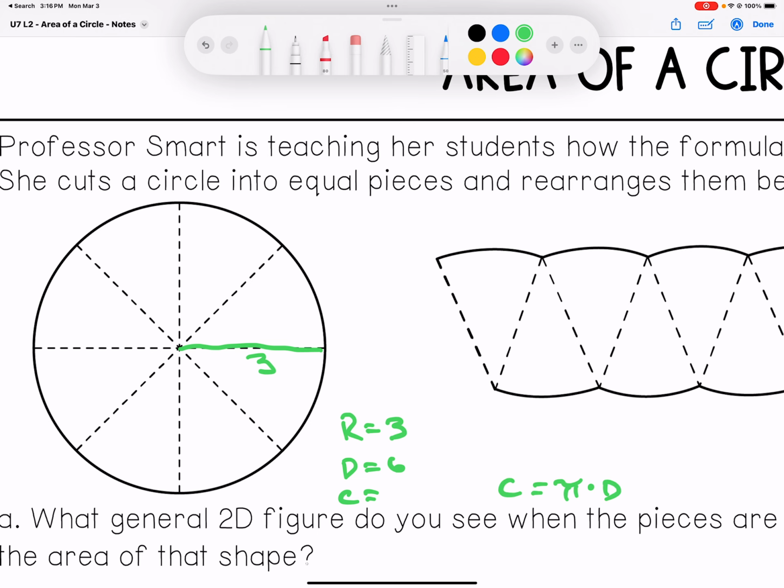So let me do that on my calculator real quick so I can make this make sense to you. 3.14 times 6 is 18.84. Okay. All right, I made those numbers up just so I could show you, okay?